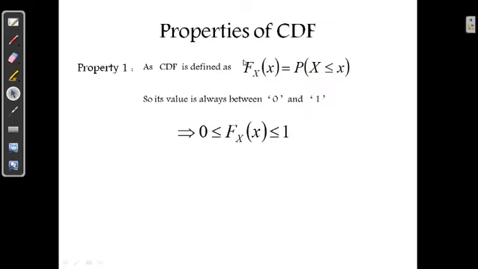Okay, so the CDF will always lie between 0 and 1.